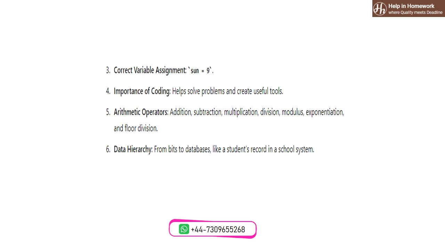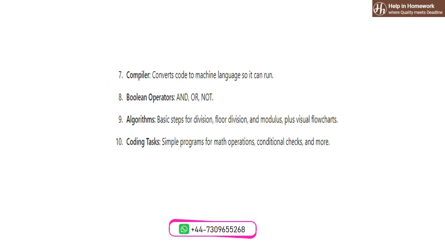Step 6. Data hierarchy, from bits to databases, like a student's record in a school system. Step 7. Compiler converts code to machine language so it can run. Step 8. Boolean operators and or not.